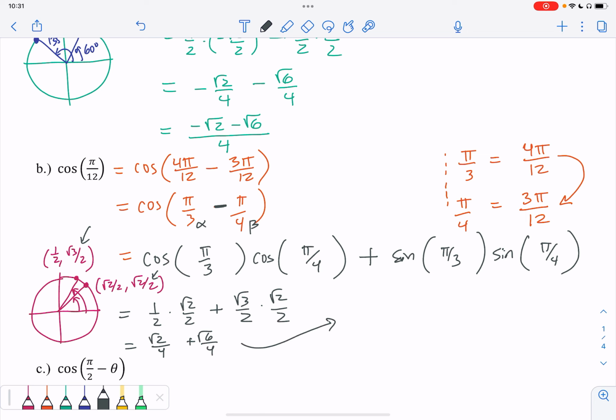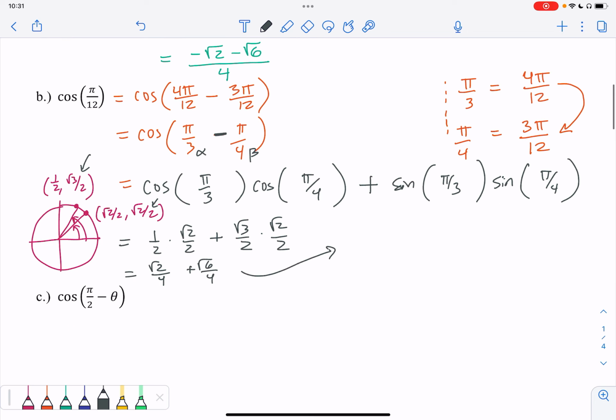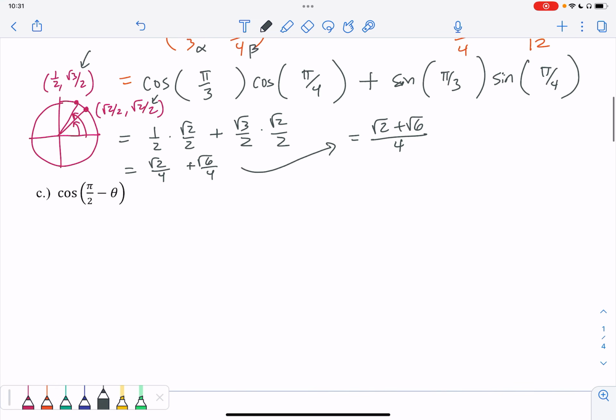And if I want to, I'm running out of room to do it vertically, which I prefer, but if I run out of room, I make a little arrow, and we can write this as root 2 plus root 6 all over 4. All right, lastly, let's look at cosine of pi over 2 minus theta.